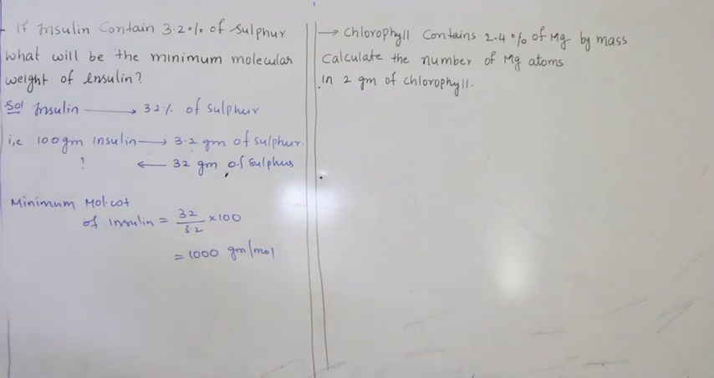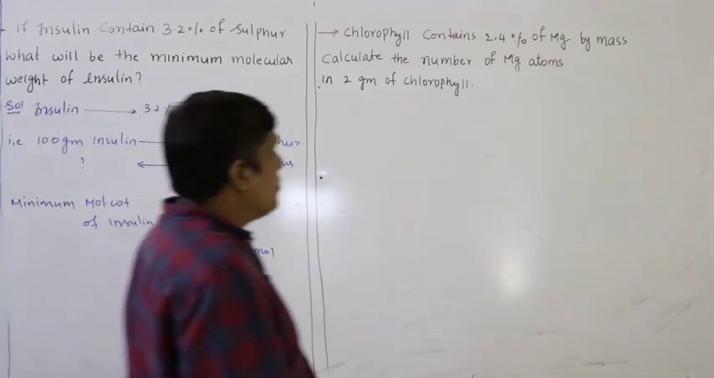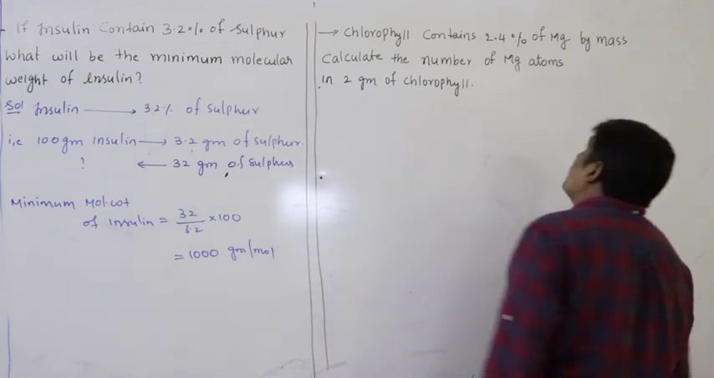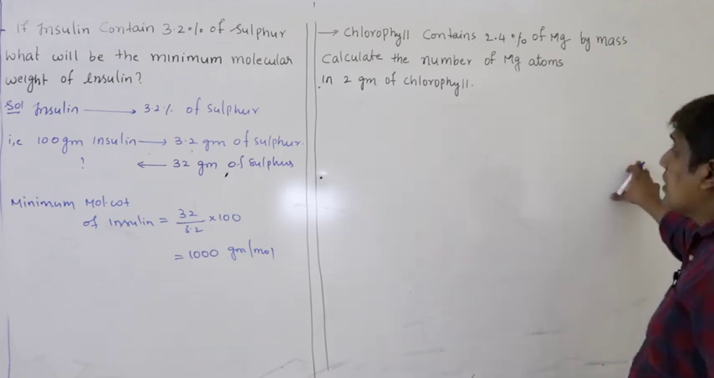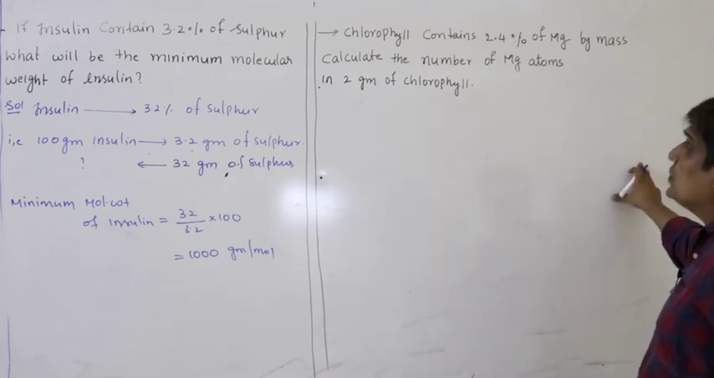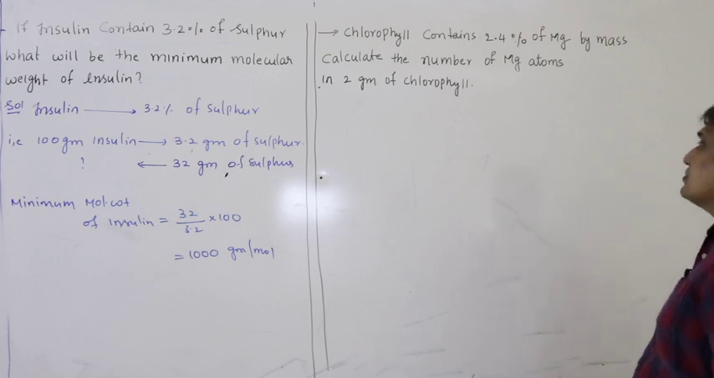Thousand grams per mole, 1 mole and 1000 grams. Right. Next, chlorophyll contains 2.4% of magnesium by mass. So here it is mentioned. That means every 100 grams of chlorophyll contains 2.4 grams of magnesium. Calculate the number of magnesium atoms in 2 grams of chlorophyll.